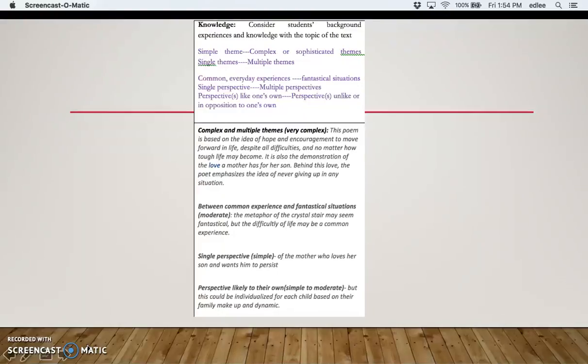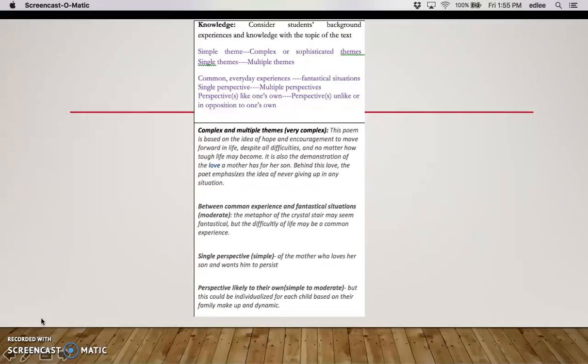So let's take a look first at the themes in this poem. We're going to ask ourselves, is it a simple theme or a complex theme? And are there single themes or multiple themes? So taking a look at this, we would say that this is very complex, based on the fact that the theme itself is complex and that there are multiple themes.